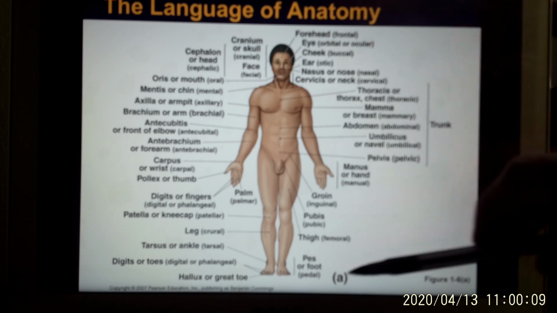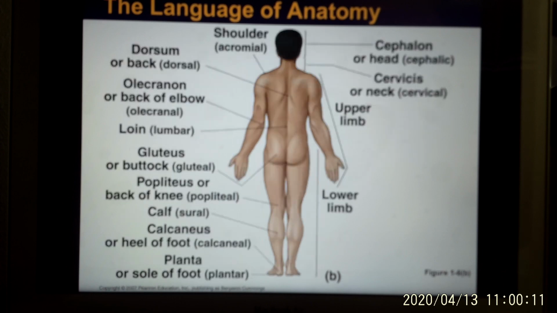So that's the frontal view. And this is the posterior view.